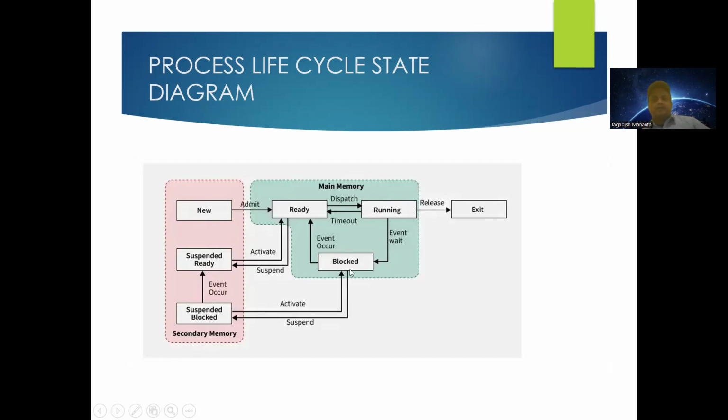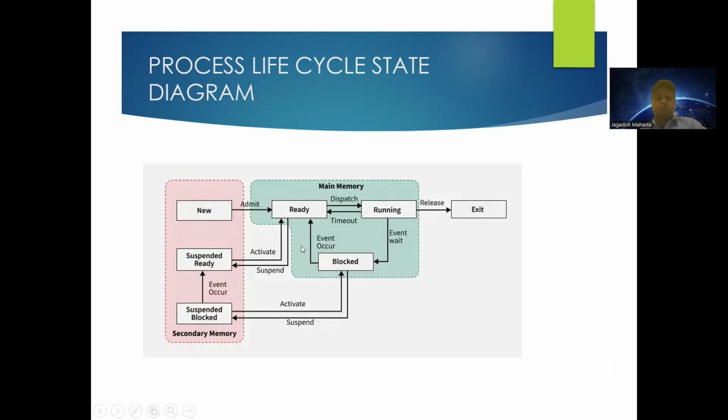Next, students, is running state to ready state. I have already discussed, when a running process is preempted by the operating system, it moves to the ready state. For example, a higher priority process becomes ready, and the OS may preempt a running process and move it to the ready state.